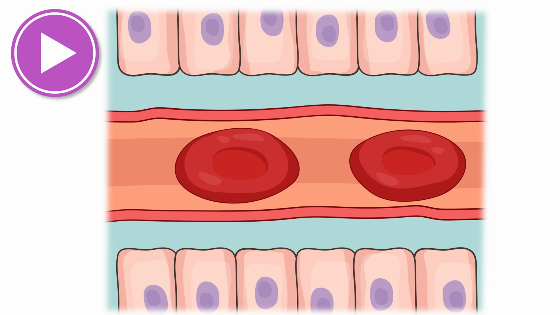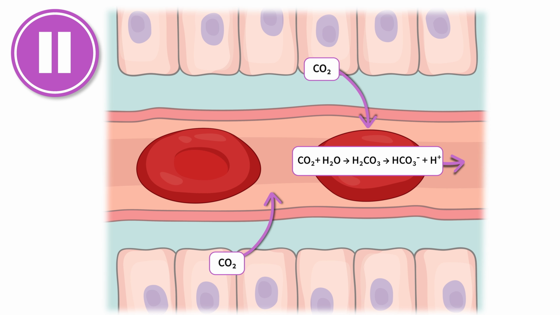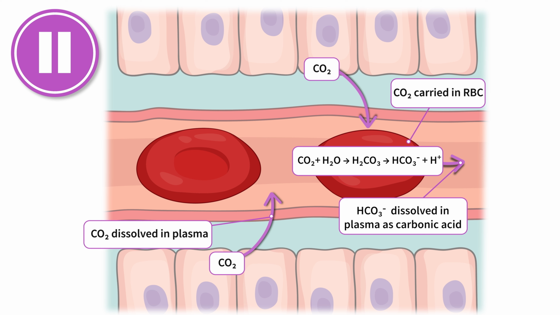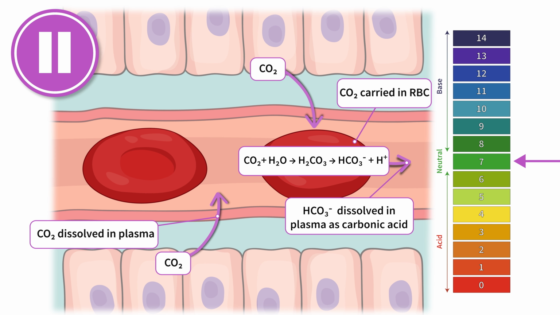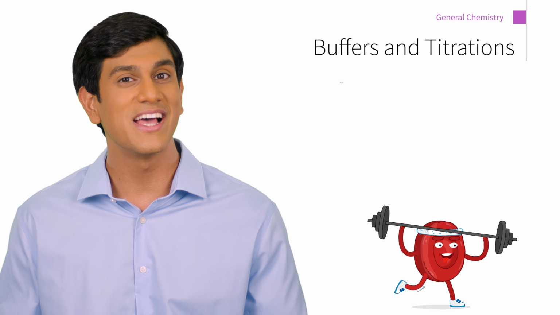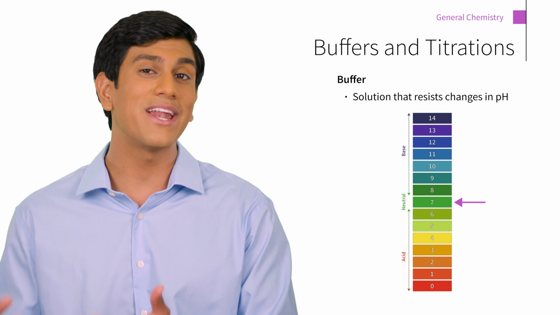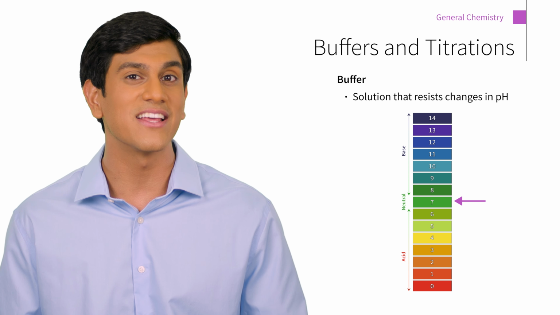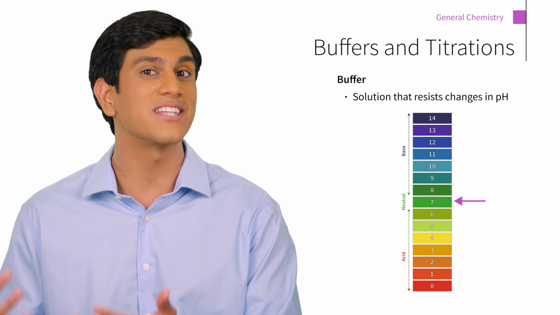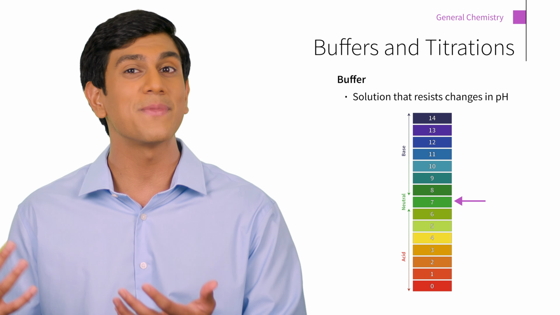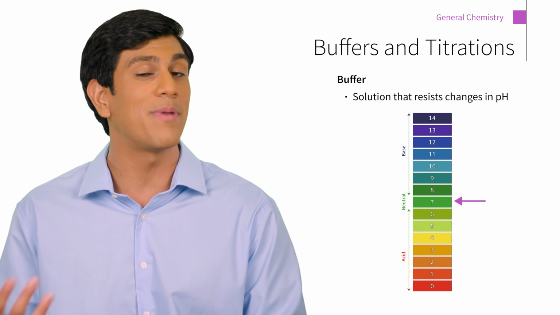In fact, even when chemical reactions occur directly in the bloodstream and produce or use up protons, our blood pH doesn't change much. This is because our blood is buffered. No, buffered doesn't mean that our blood cells have been lifting weights. A buffer is a solution that resists changes in pH when an acid or base is added, meaning that the buffer protects other species in solution from the effects of an added acid or base.